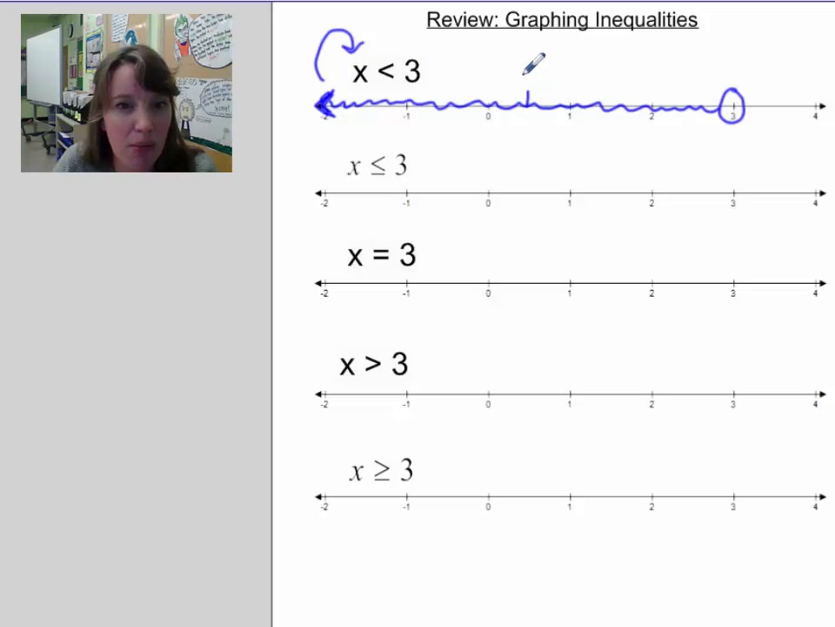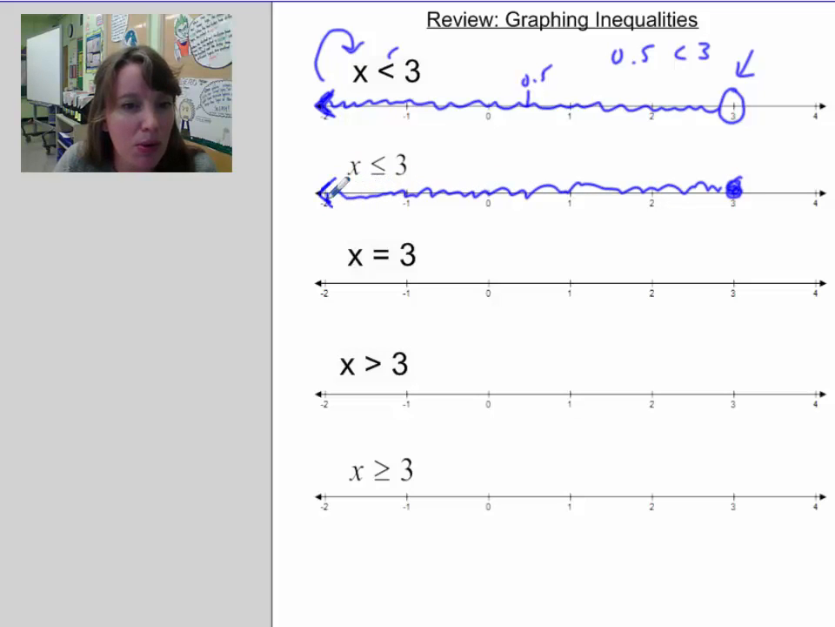So for instance, I shaded in the value of 0.5. So it is true that 0.5 is less than 3. Notice it's an open circle because it's a strict inequality. So I can't include the value of 3, so I don't shade it in. Whereas this one is going to be a closed circle at 3 and shading to my left here. And always bold in my arrowhead.